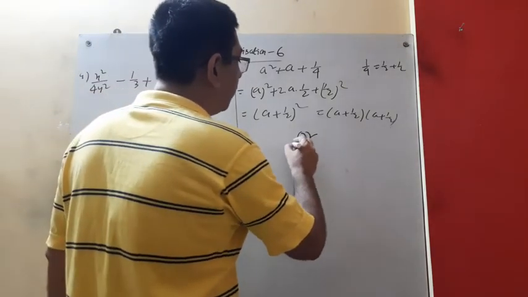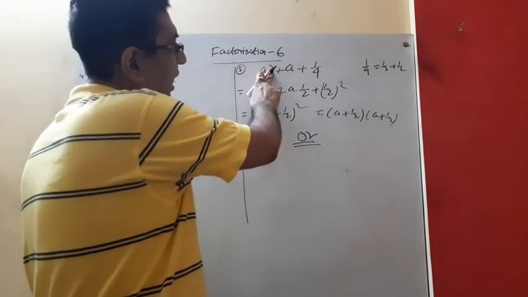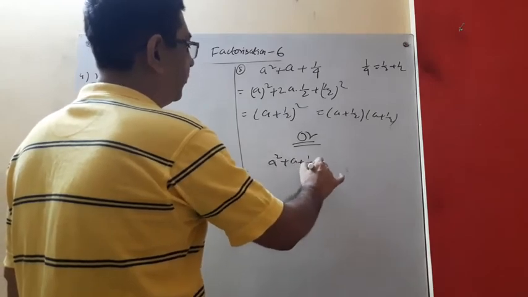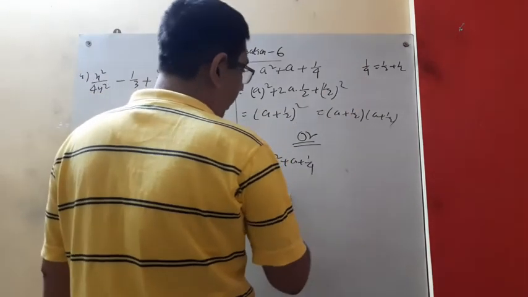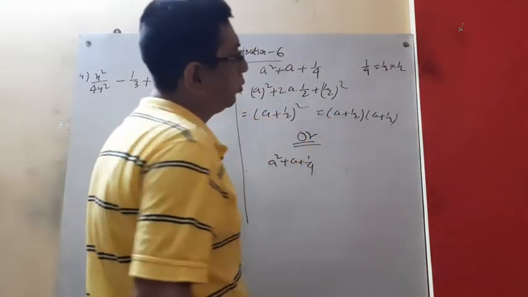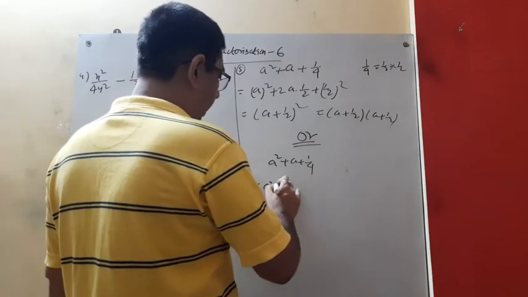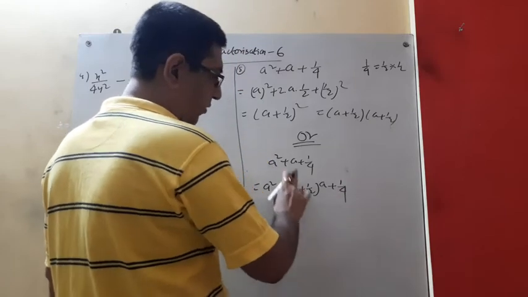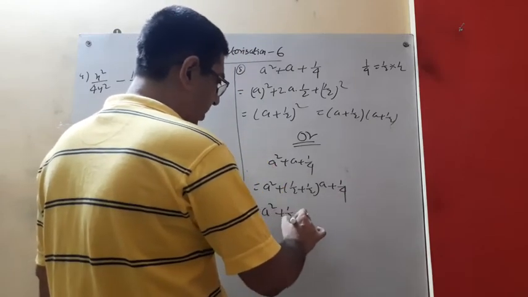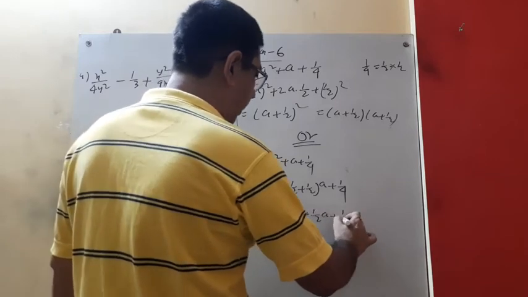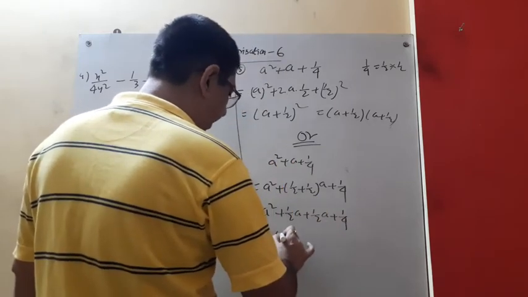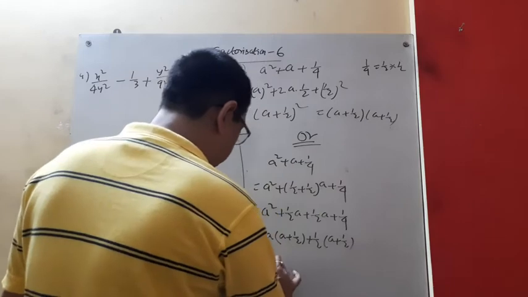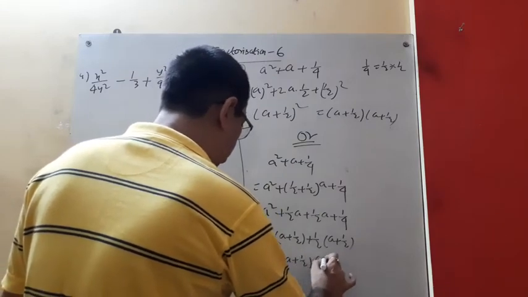Or you can do middle term break also, because power is decreasing. A square, a nothing. So from here what we are getting: a square plus a plus 1 by 4. 1 by 4 can be written as 1 by 2 into 1 by 2. So a square, here we will write half plus half, a plus 1 by 4. Half plus half is 1. That is a square plus half a plus half a plus 1 by 4. So taking common a, we get a plus half. Taking common half, we get a plus half. So we are getting a plus half into a plus half.